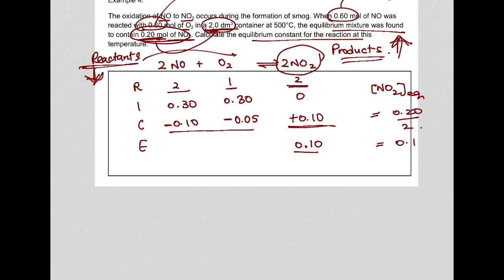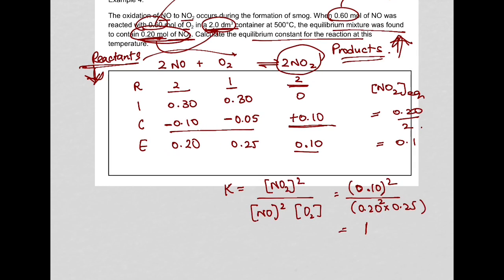So you do the calculation so that you have the values of concentration at equilibrium, and from this you can get value of K. And as you work it out, you should get the value of K to be equal to 1.